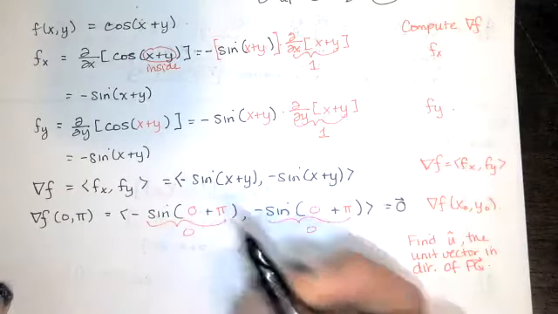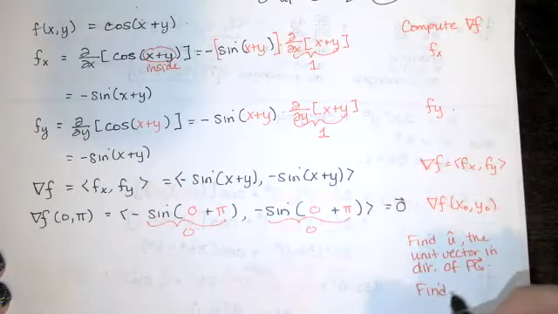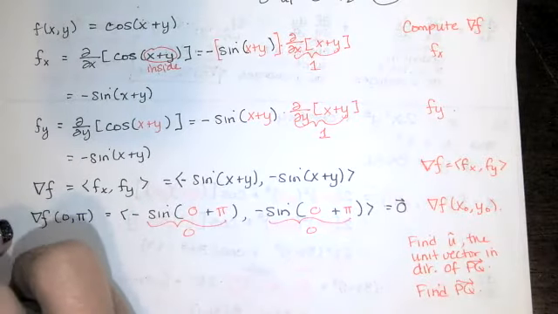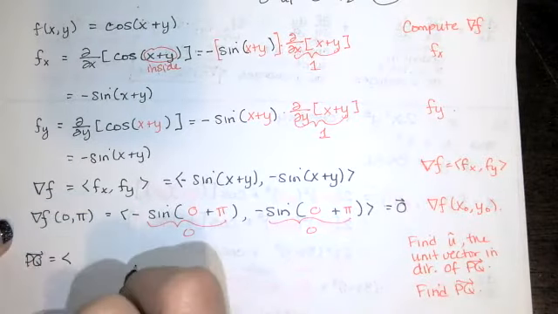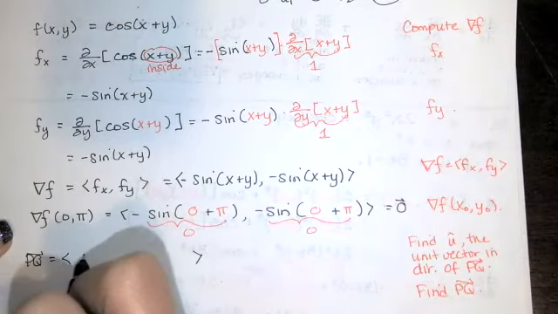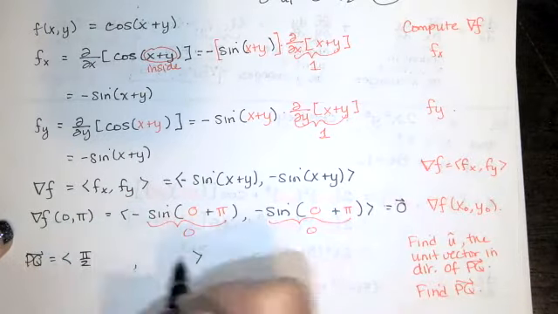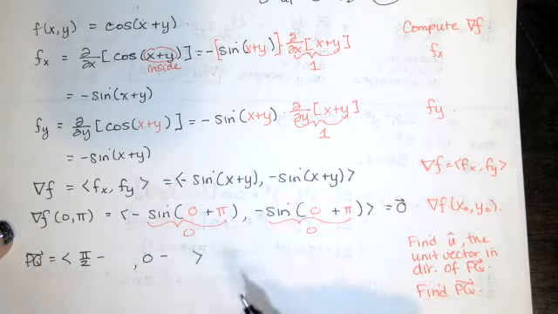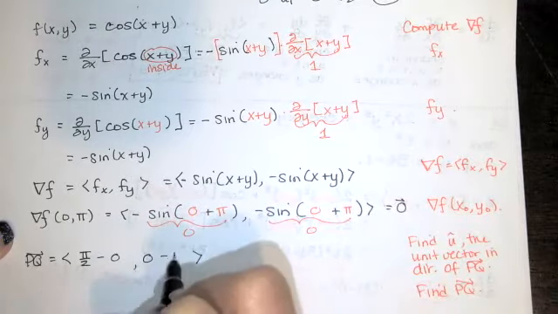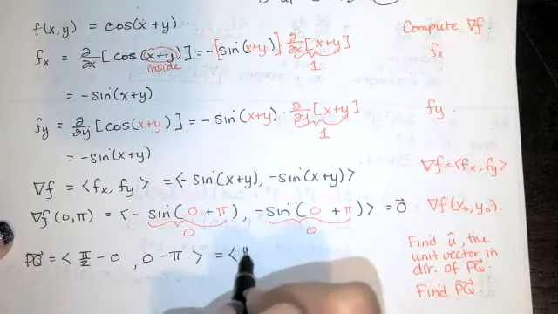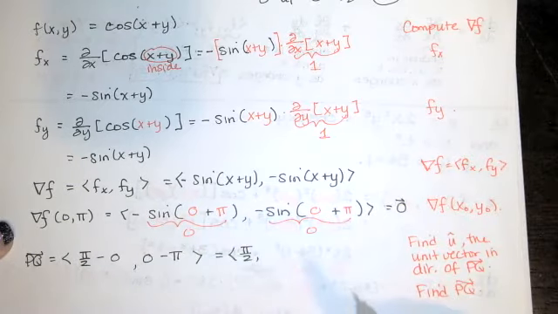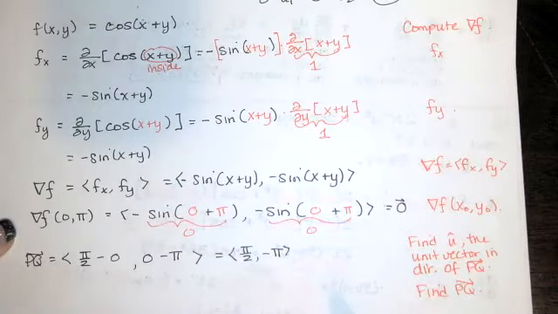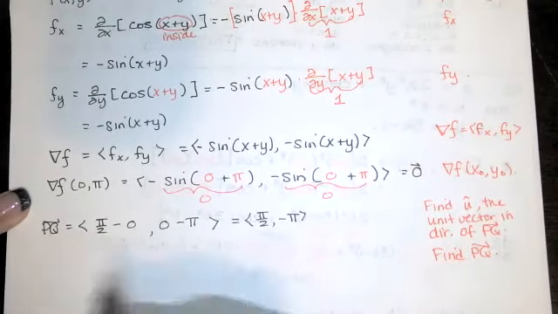So first we would find the vector PQ. To do that, we just take the coordinates of Q, which were x equals pi over 2, y equals 0. And we subtract the coordinates of P, which were x equals 0 and y equals pi. So we've got pi over 2 as our x component of the vector PQ and negative pi as the y component of our vector PQ.